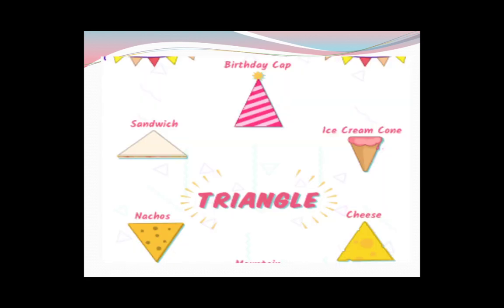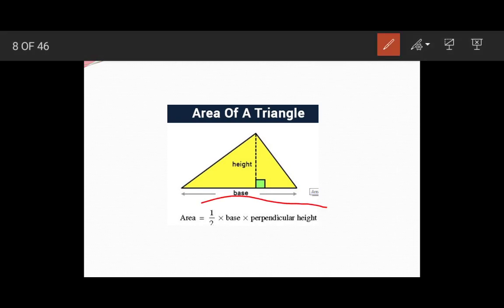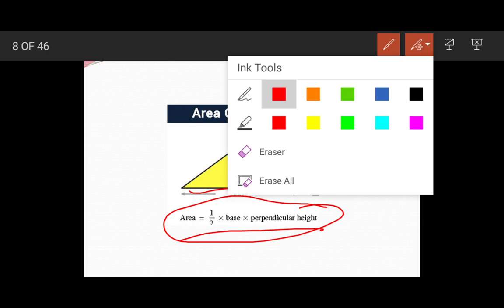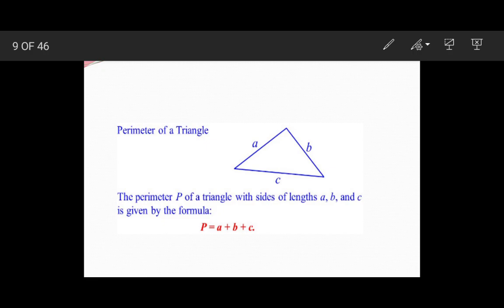So let us start with triangle. All these are triangle shapes. We know that area of a triangle is half into base into height. This is the base, this is the height. So area of a triangle is half into base into height, and perimeter of a triangle is the sum of all the sides, so A plus B plus C.